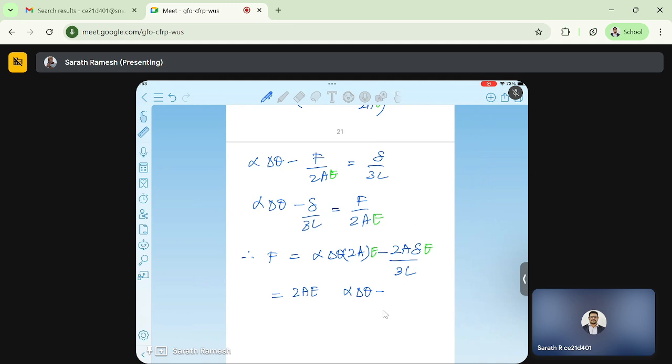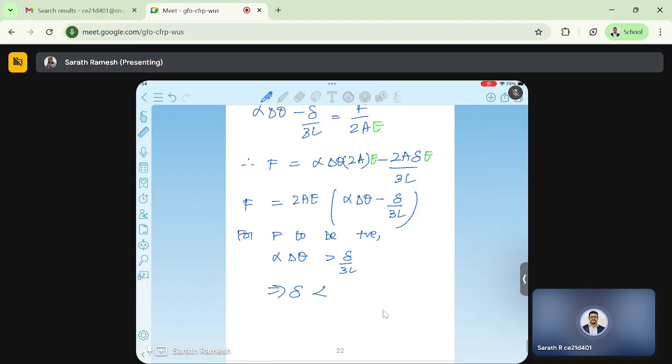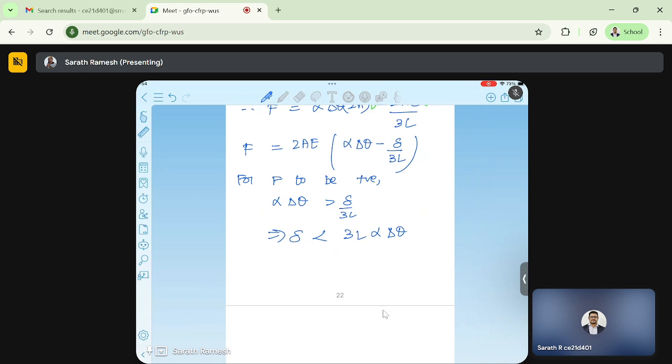minus this delta by 3L. Now for F to be positive, this alpha delta theta must be greater than delta by 3L, which means delta should be less than 3L alpha delta theta, correct? So delta should be less than 3L alpha delta theta for F to be positive.